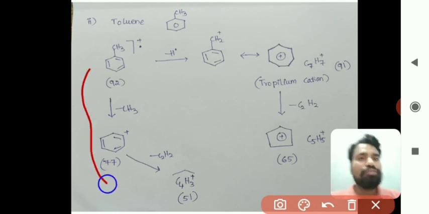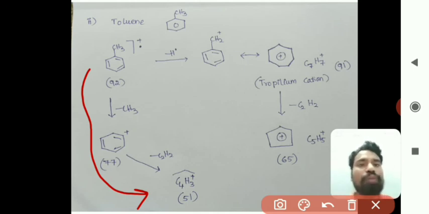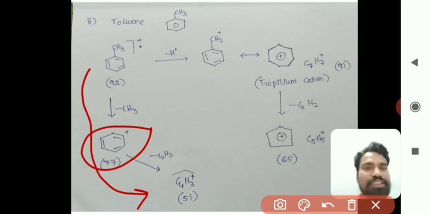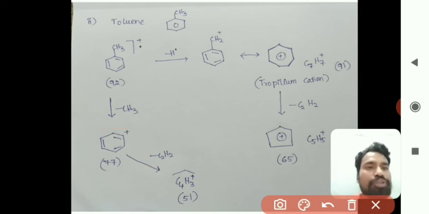In the case of toluene, by losing a methyl radical, that is CH3•, it forms C6H5+. That m/z value corresponds to 77, right. And this further undergoes fragmentation by losing C2H2 to form C4H3+. As we know, in all aromatic compounds we will observe that C4H3+.